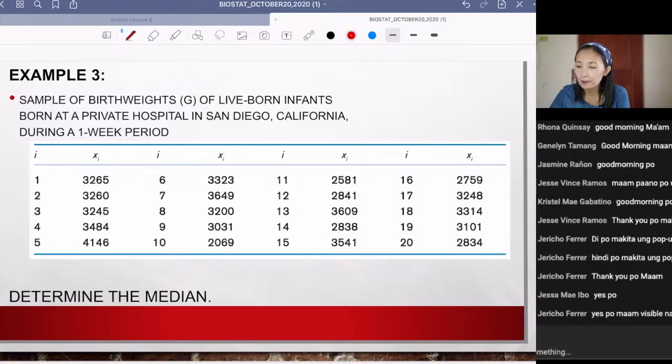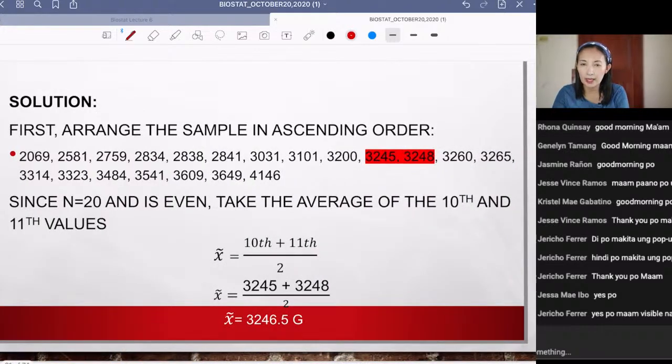So, for instance, this is the data about birth weights of live-born infants. There are 20 measures, or 20 observations or cases. How shall we determine the median? First, arrange the sample in ascending order. Since our n is even, there are two middlemost values: the 10th and the 11th.